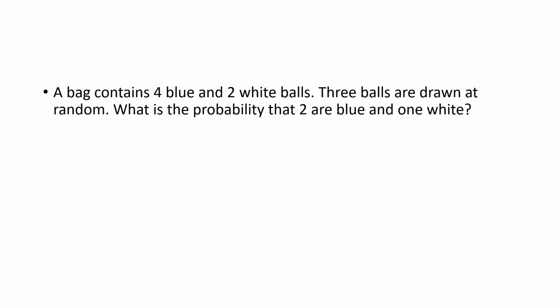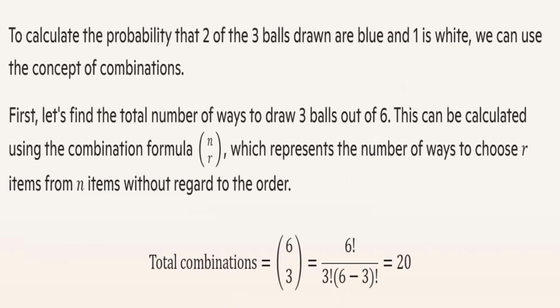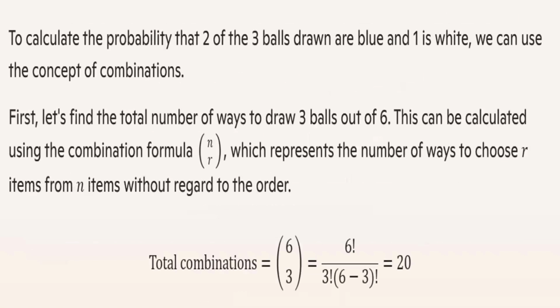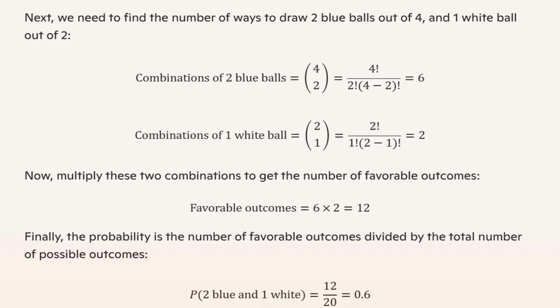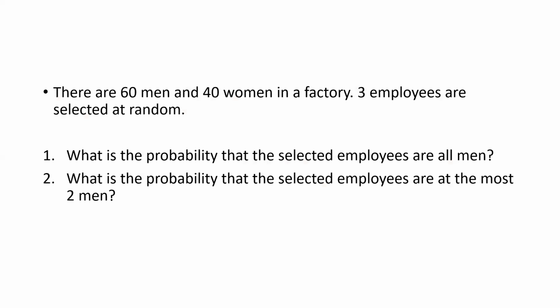Three balls are drawn at random. Probability that 2 are blue and 1 is white. The total is 20. Now we want both of them to come together, 6 into 2. So 2 blue and 1 white is 12 out of 20, equal to 0.6. The favorable outcomes are 6 into 2, out of 20.